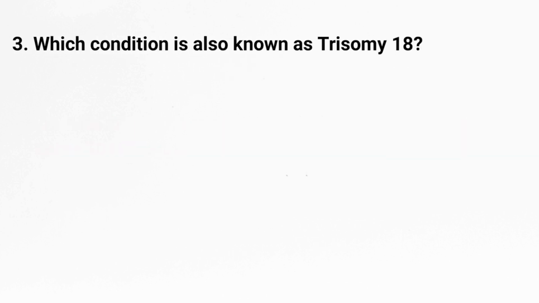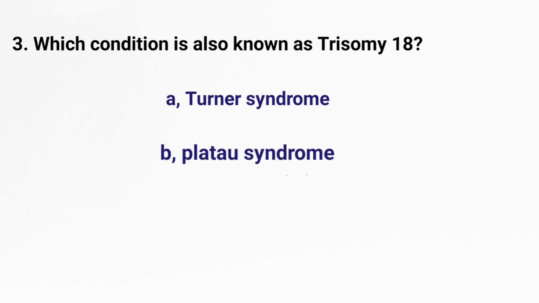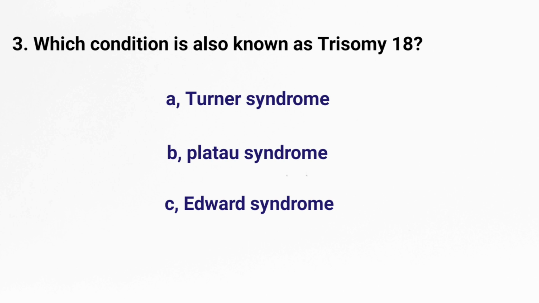Question number 3. Which condition is also known as trisomy 18? Option A. Turner syndrome. Option B. Patau syndrome. Option C. Edwards syndrome. Option D. Down syndrome.